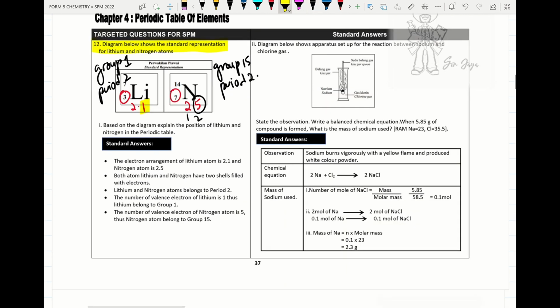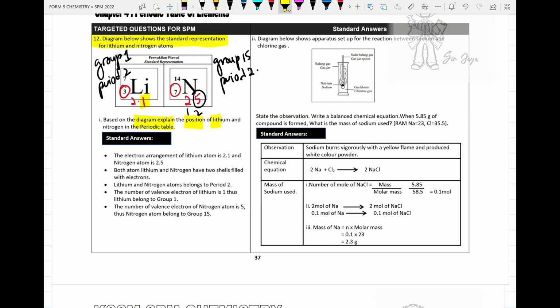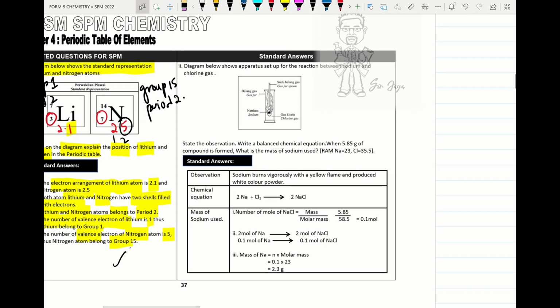Based on the diagram, explain the position of lithium and nitrogen in the periodic table. The electron arrangement of lithium is 2.1 and of nitrogen is 2.5. Both lithium and nitrogen atoms have 2 shells filled with electrons. Please put filled with electrons, therefore lithium and nitrogen belong to period 2. The number of valence electrons in lithium is 1, thus lithium belongs to group 1. The number of valence electrons in nitrogen is 5, therefore nitrogen belongs to group 15. All right, we move on to the next question.